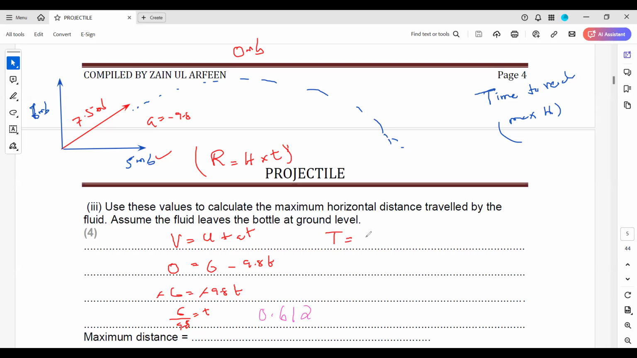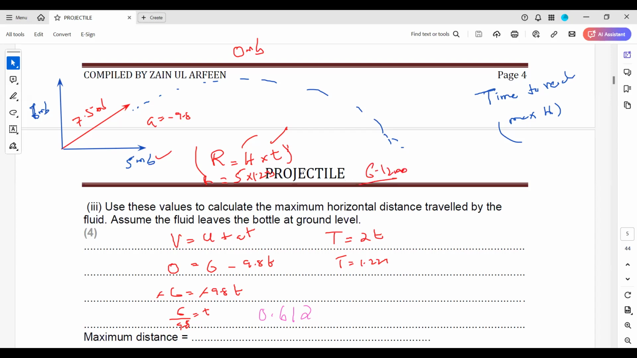So what is the total time of the flight? The total time of the flight will be twice that, so 1.224. You have the horizontal speed, which is 5, so you multiply and you get the range of this projectile. The range is 6.12 meters. That is one way of doing the question.